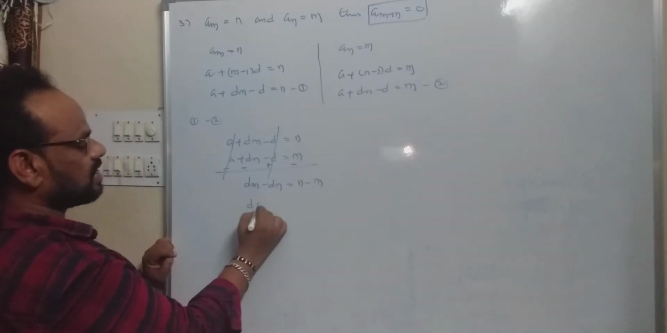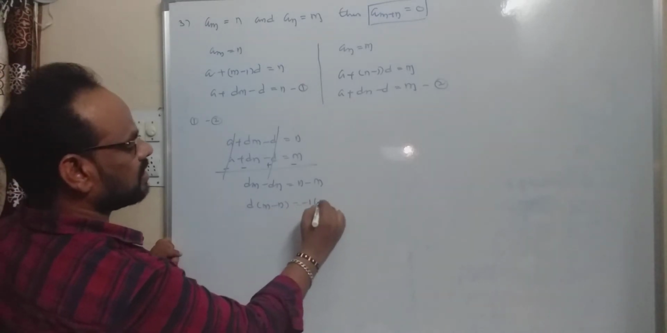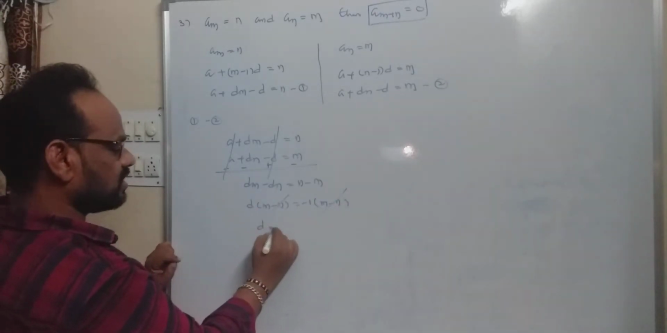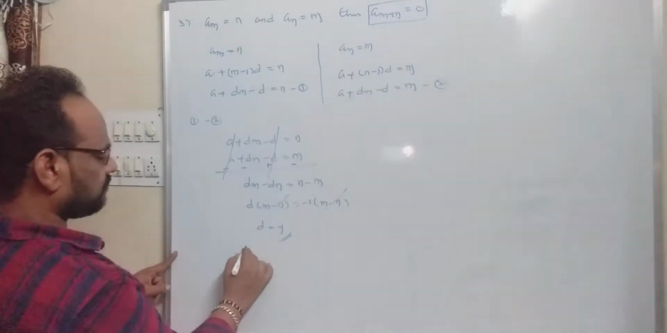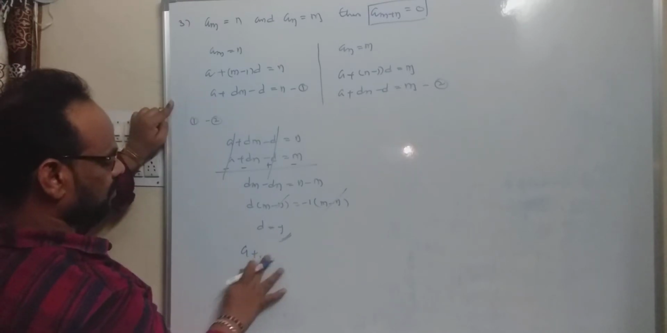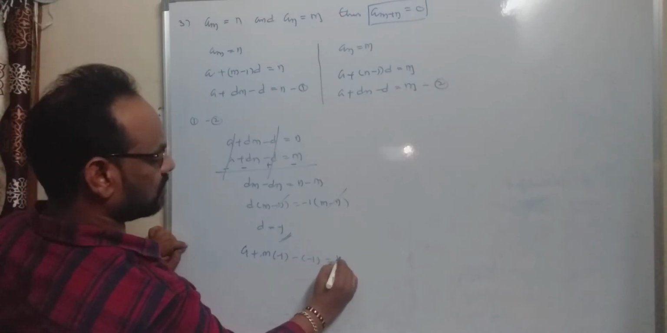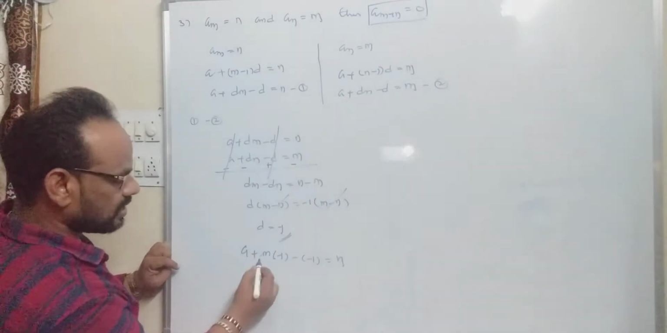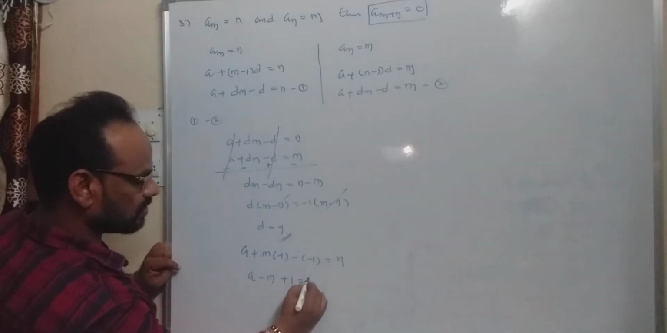If you take d as common, m minus n is equal to, if you take minus 1 as common, it is m minus n. So m minus n gets cancelled, d is equal to minus 1. Substitute the d value in equation number 1. Equation number 1 is a plus d times (m - 1), which is a plus m into minus 1 minus of minus 1 is equal to n. So m into minus 1 is nothing but minus m. Minus into minus is plus 1, equal to n.